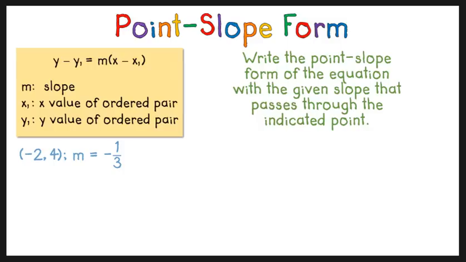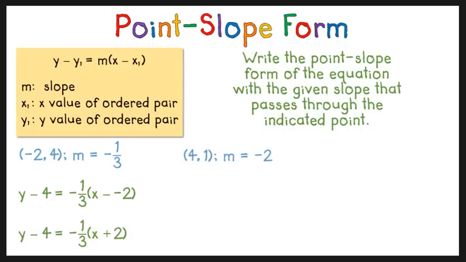Given the point -2, 4 with a slope of -1/3, you should have written the equation y minus 4 equals -1/3 in parentheses x minus -2. You could then simplify this further and have the equation y minus 4 equals -1/3 in parentheses x plus 2, simplifying the minus negative, or the opposite of -2. Given the point 4, 1 with a slope of -2, you should write the equation y minus 1 equals -2 in parentheses x minus 4. That would be the equation in point-slope form.